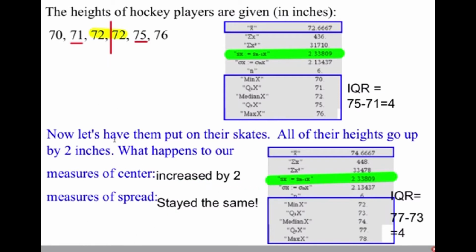So if you are adding or subtracting a value to all of your data, the measures of center will go up or down by that value, but the measures of spread will stay the same.